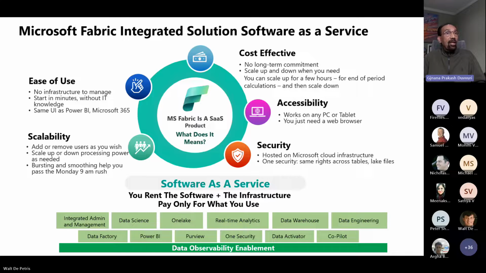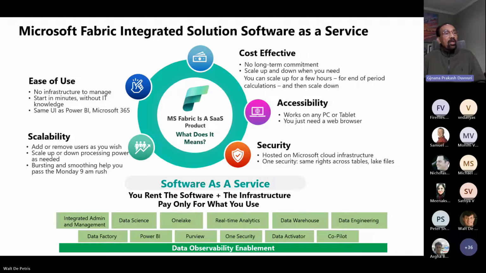Accessibility: it works on a PC or a tablet. You just need a web browser. Security: hosted on Microsoft cloud infrastructure. One security, same rights across tables, lake files, and all other integrated products, which gives one security in one place. And then you rent the software and the infrastructure, and pay only for what you use. So that's another advantage of the SaaS product, Fabric.